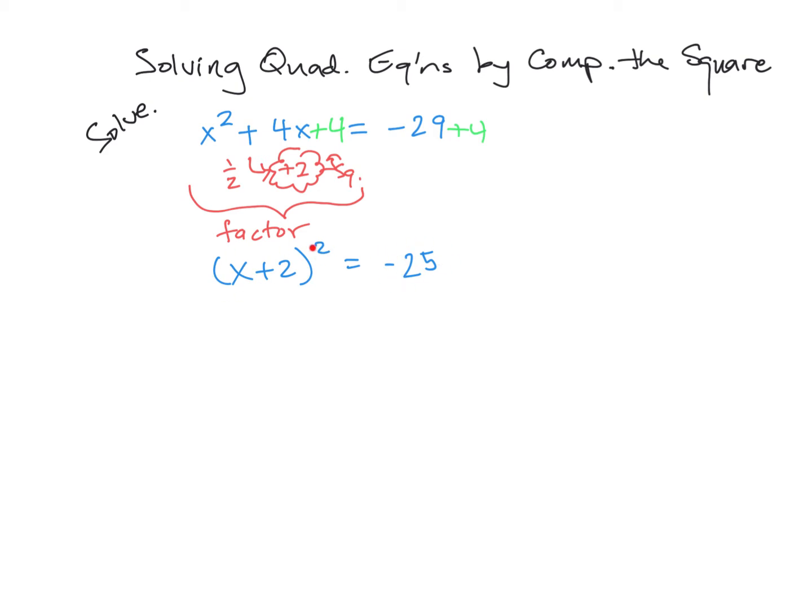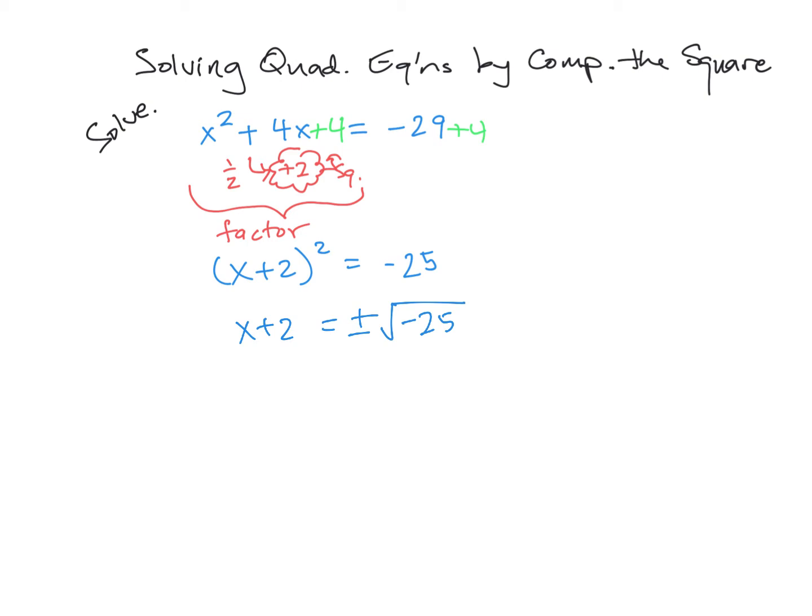And if something squared equals a number, I can use the square root property to get rid of that squaring, okay? Or in other words, if something squared equals that number, then that squared thing, in this case x plus 2, is going to equal either the positive or the negative square root of that number, in this case negative 25.